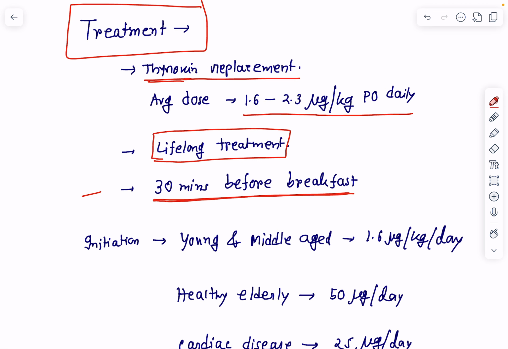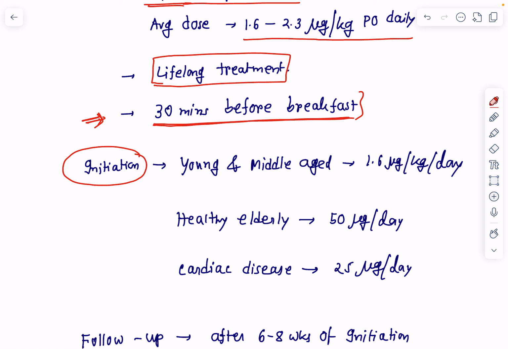And we also need to advise the patient not to take any calcium containing medicine or iron preparation or PPI or antacid syrups, okay, concomitantly with thyroxine replacement, because they also will alter or hamper the absorption of thyroid hormone.